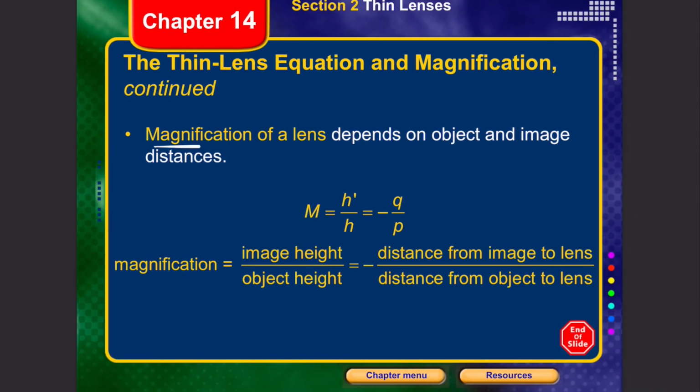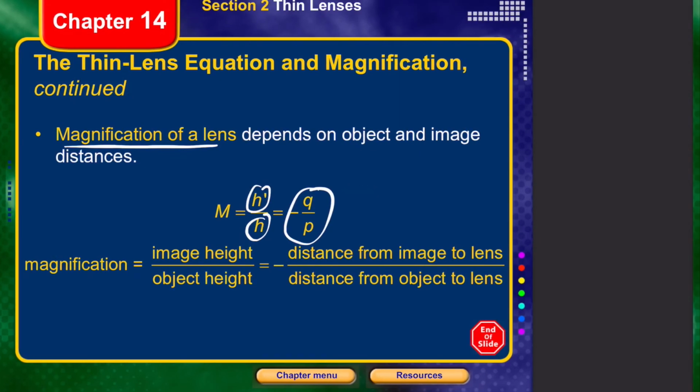So next is the magnification of the lens. Magnification is given by h'/h, which is equal to -q/p. So magnification is the image height divided by the object height.